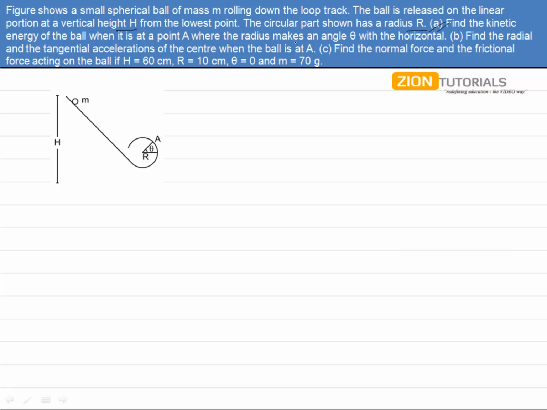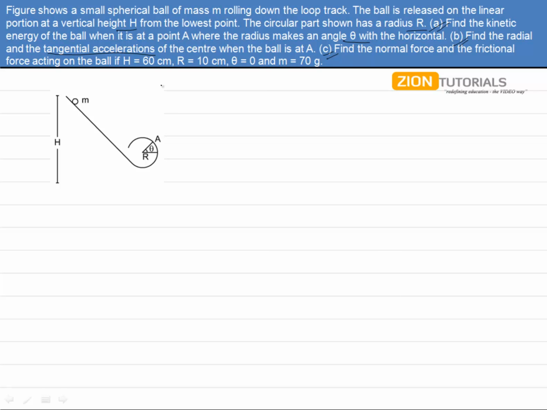When it is at point A, where the radius makes an angle theta with the horizontal, find the radial and the tangential accelerations of the center when the ball is at A. Find the normal force and the frictional force acting on the ball.